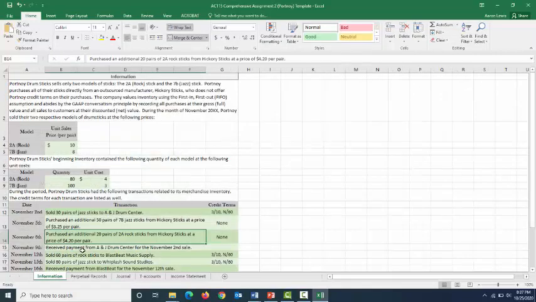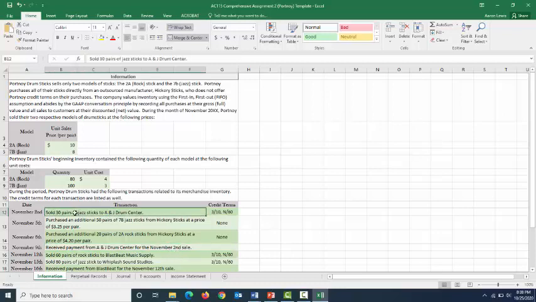Moving on down the line. On November 9th, I should say, we received payment from A&J Drum Center for the November 2nd sale. Well, when we receive payment, we got to look and see, are they paying within the discount period? Because every time we make a sale, we assume that they are. This is for the November 2nd sale. They had 10 days to pay us to get 3% off. Well, they're paying us on November 9th, which is less than 10 days from the time that we made the sale. So they are getting a 3% discount.